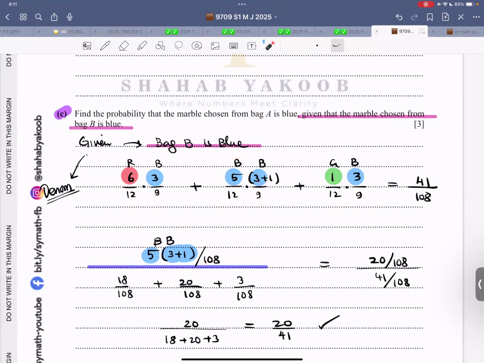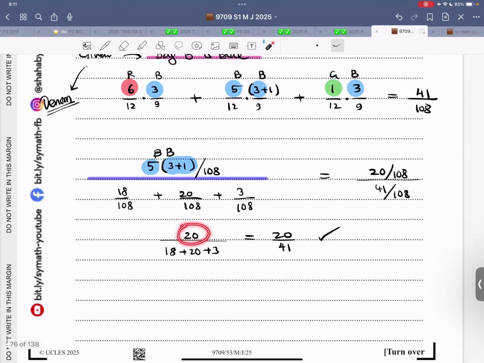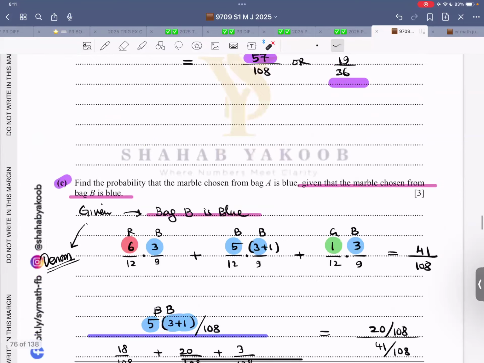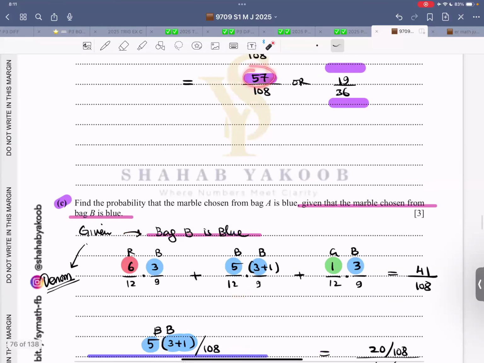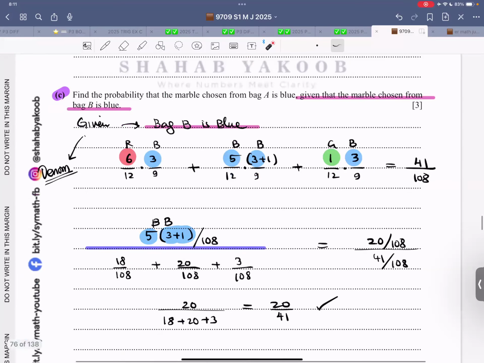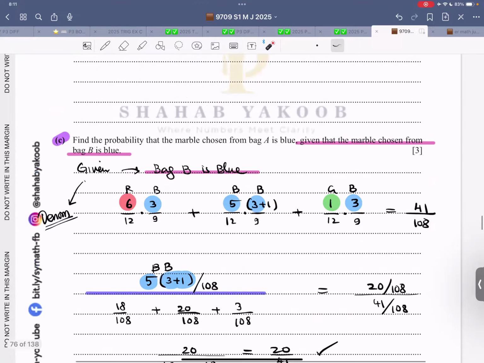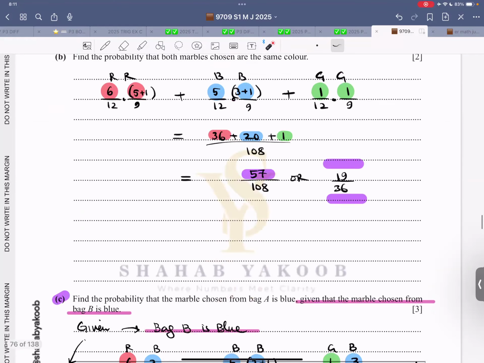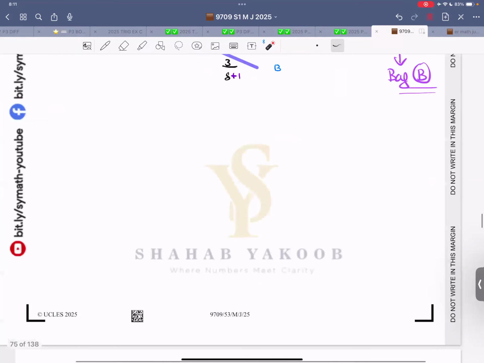So 5 into 4 is 20. So this is 20 at the top. This is 57 at the bottom. So no, 57 is not for this one. My bad. This is 41 over 108. This is 20 over 108. So 20 over 108 divided by 41 over 108 comes out to be 20 over 41. That is the answer for this particular part. So now this thing is done.